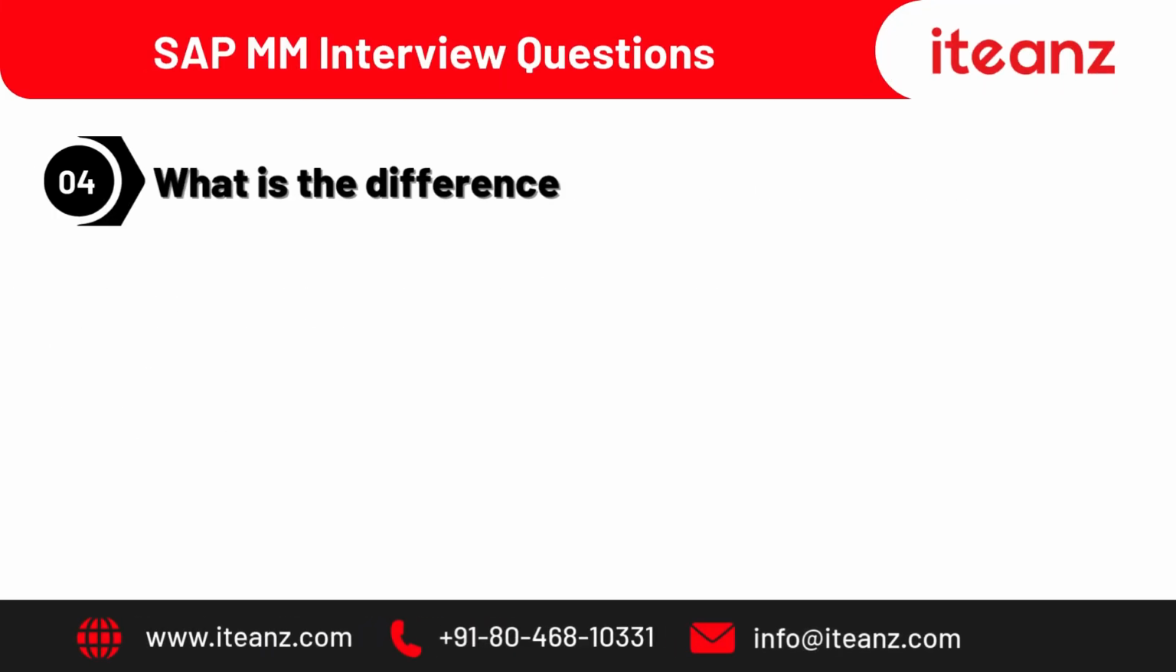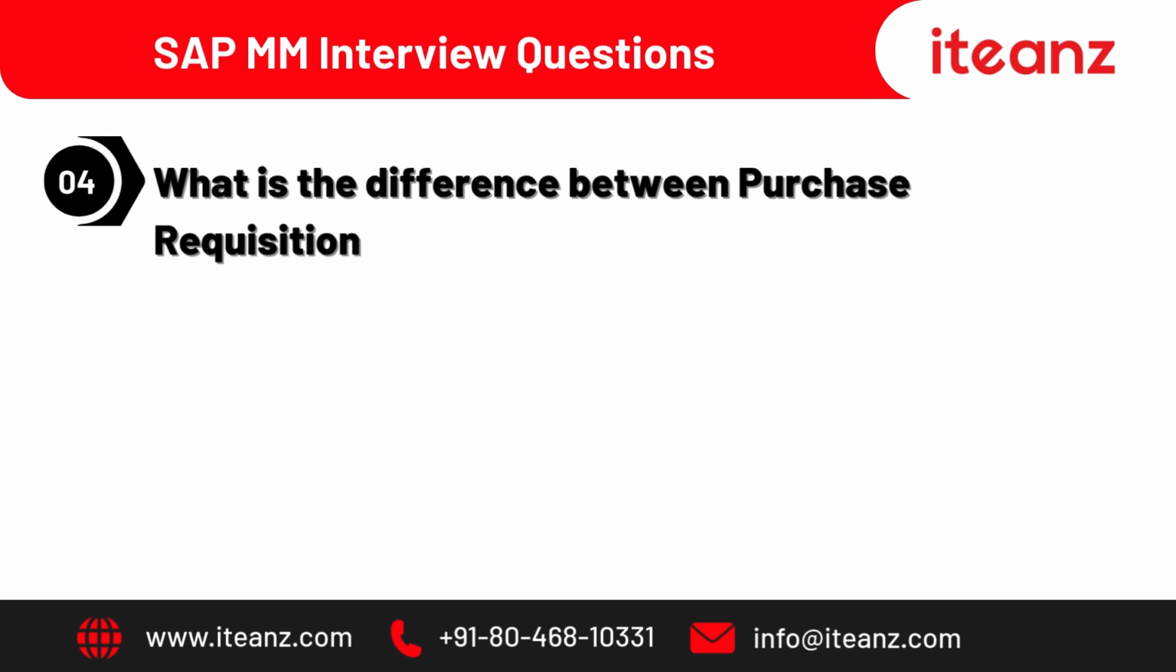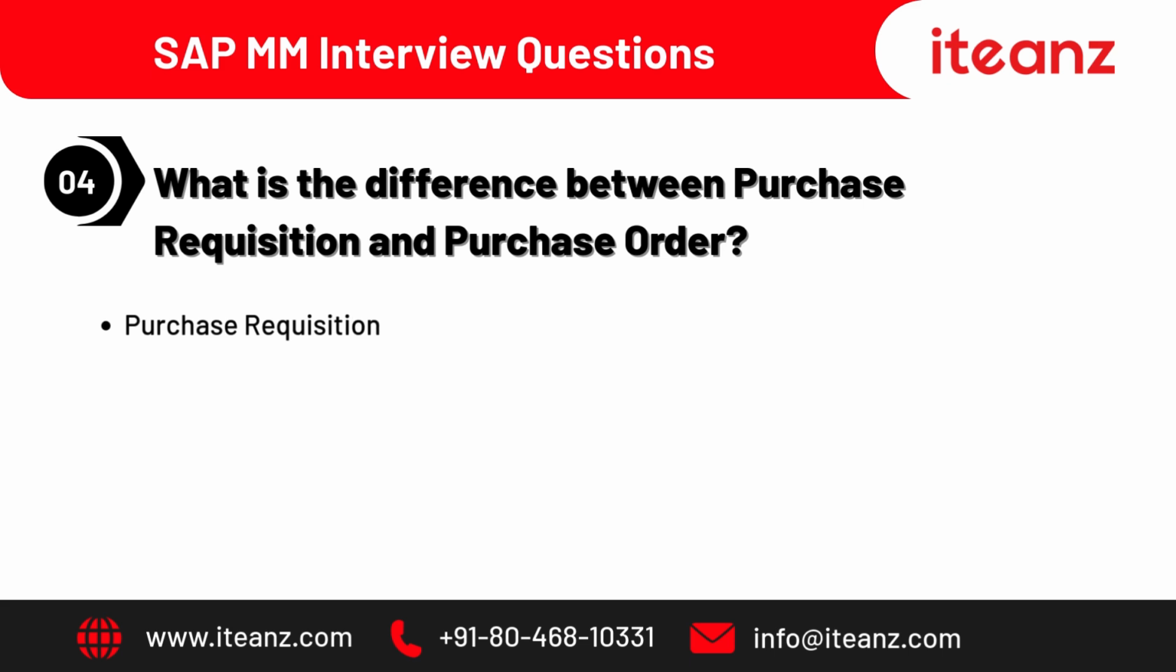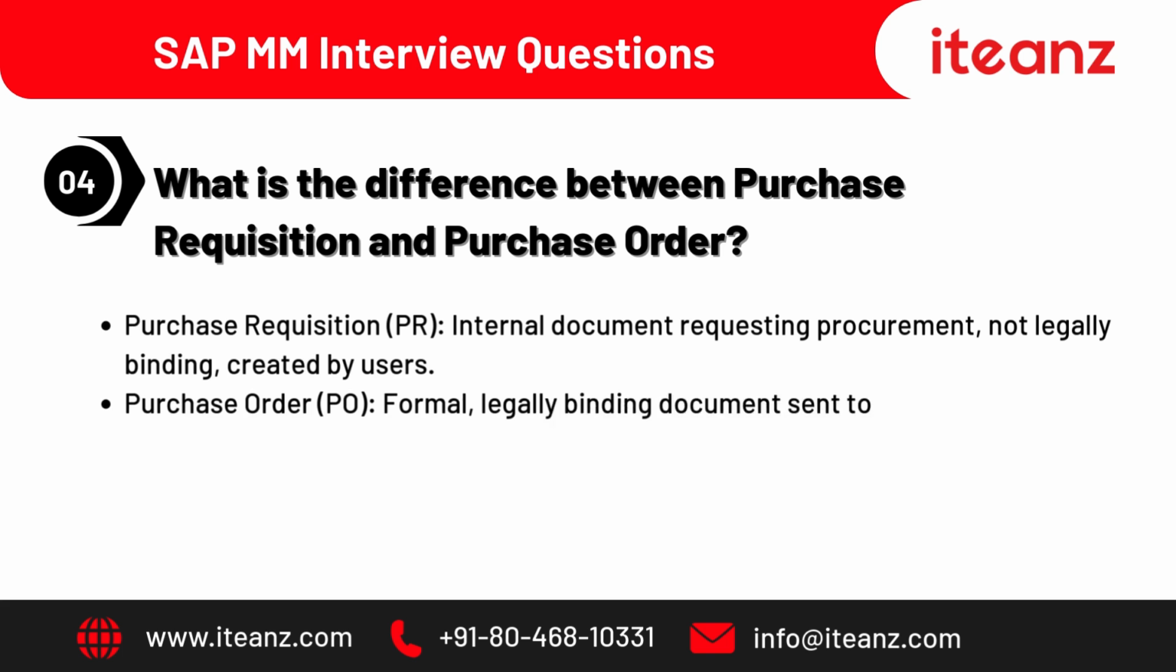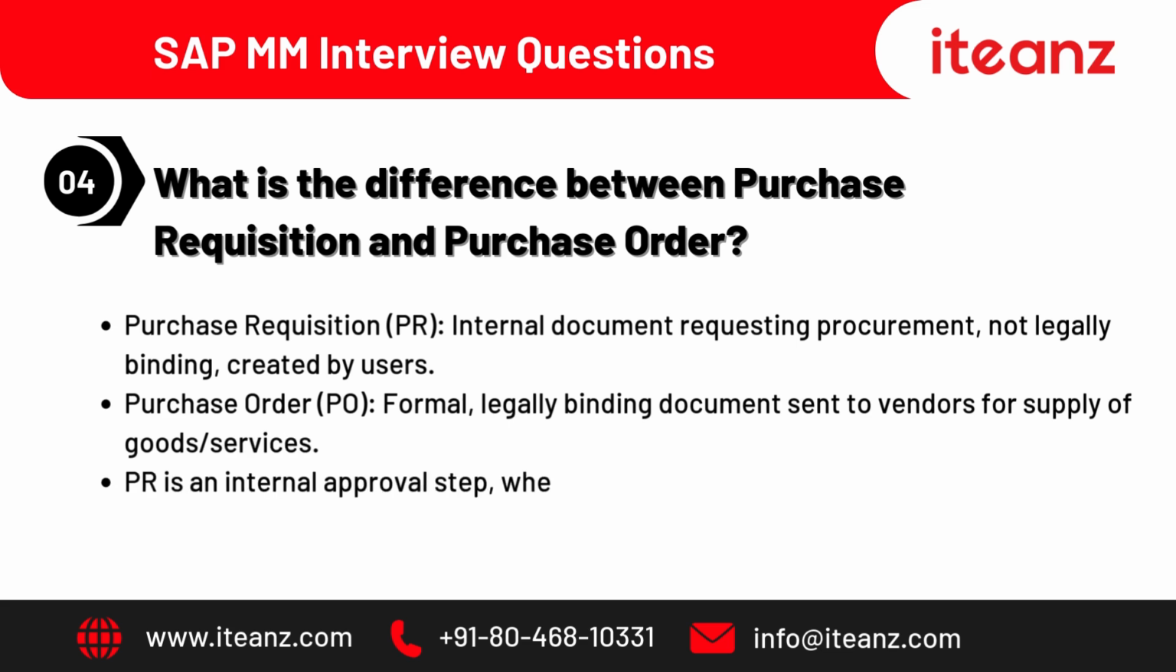What is the difference between purchase requisition and purchase order? Purchase requisition, or PR, is an internal document requesting procurement, not legally binding, created by users. Purchase order, or PO, is a formal, legally binding document sent to vendors for supply of goods or services. PR is an internal approval step, whereas PO establishes external vendor commitment.